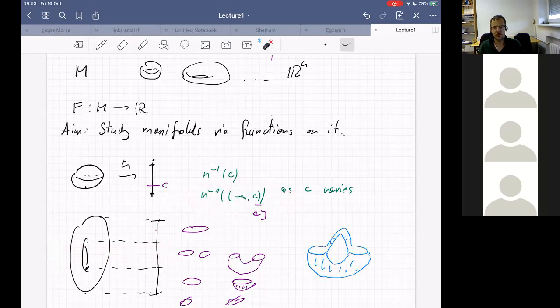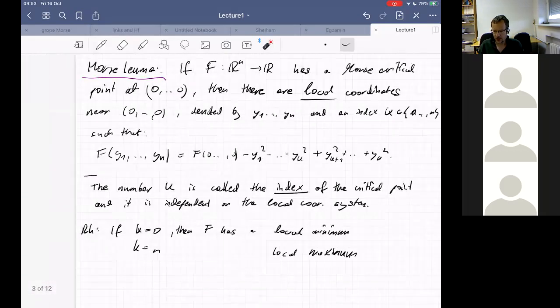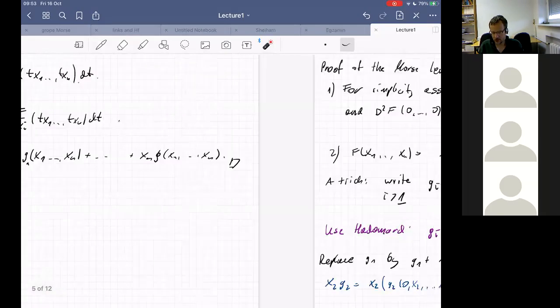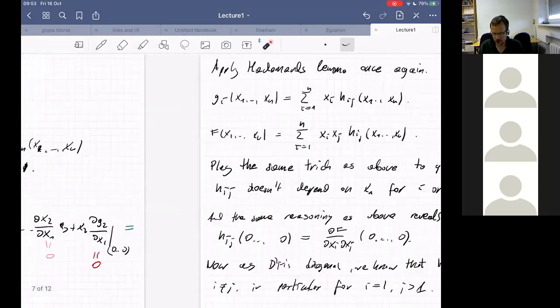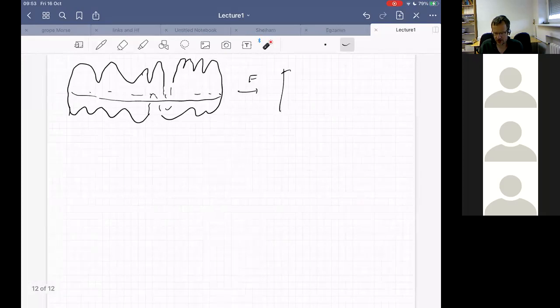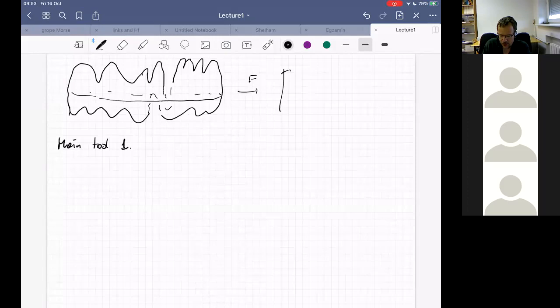So we need to prove it, and we need a tool to prove this statement. So what is the proof? Main idea and the main tool number one, and then there will be a main tool number one prime, not number two. Main tool number two is the vector fields.